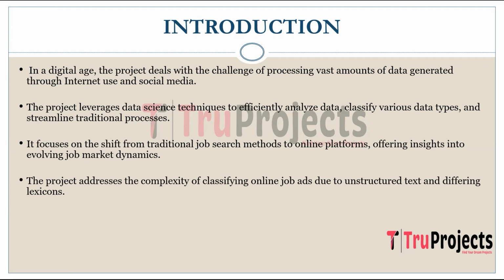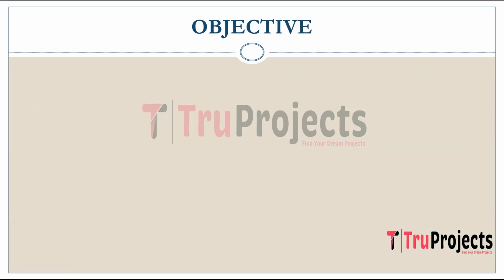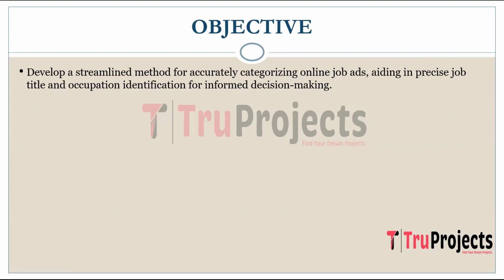the classification process. The project introduces an innovative methodology based on self-supervised and unsupervised machine learning algorithms with minimal labeling requirements. It involves two main steps: classifying job ads by sector and matching them with corresponding occupations. By doing so, the project achieves high accuracy in occupation identification and provides valuable insights into the job market, helping stakeholders make informed decisions.